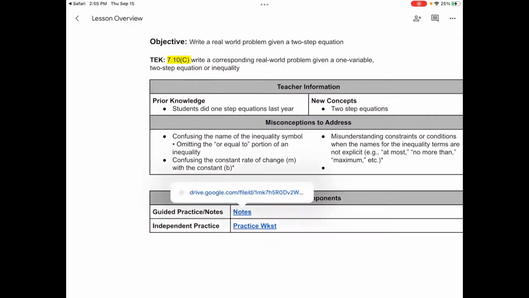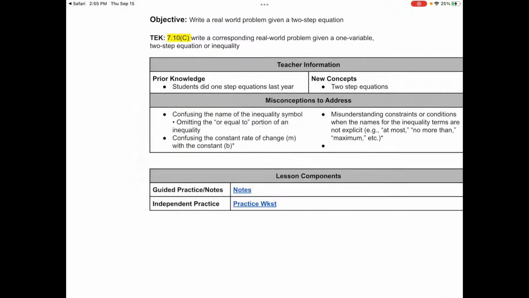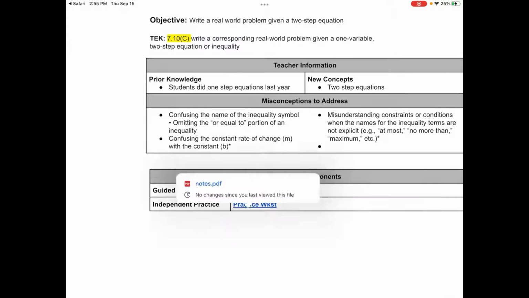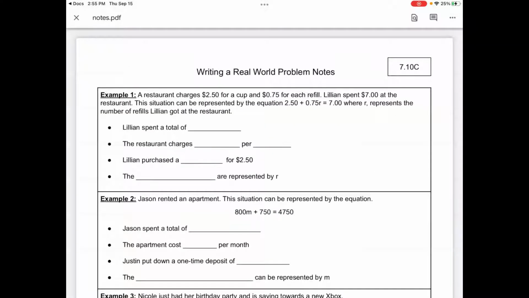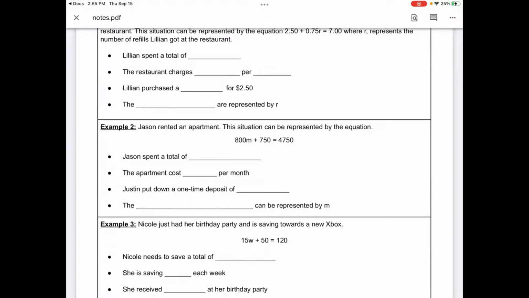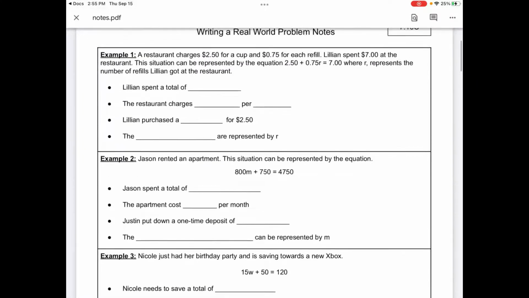In Eduphoria, you will find the same information that we found on our field guide, what the prior knowledge is. You'll find the TEK and the objective. Remember the misconception here, we talked about confusing the constant rate of change M with B. Our notes are pretty scaffolded for students, so definitely a gradual release model. There are 3 examples, and students should be able to do a few of them on their own. They're given a verbal description, and they need to pick apart the verbal description and write the equation.